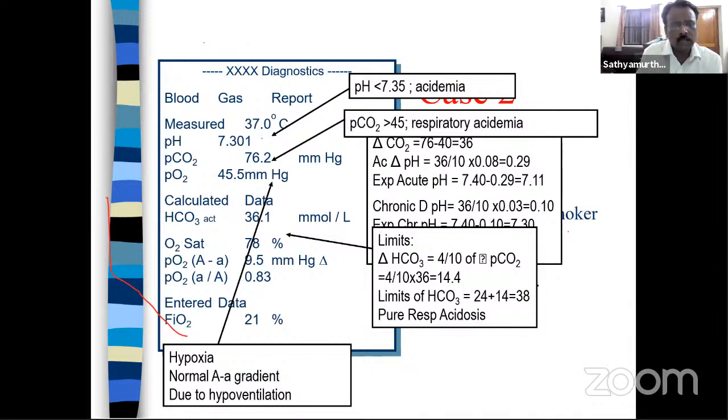And then look at the hypoxemia. What is the AA gradient here? The machine itself has given you the AA gradient is 9.5. That is less than 10, so that is a normal AA gradient. And you know it is because of hyperventilation and not because the patient is hypoxemic because of a lack of oxygen. It is because of a ventilation problem that he has become hypoxemic, because of the rise in PCO2.